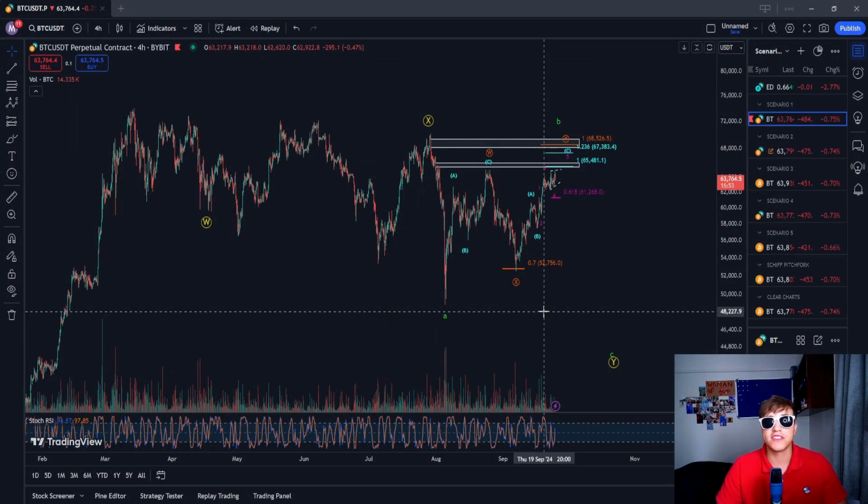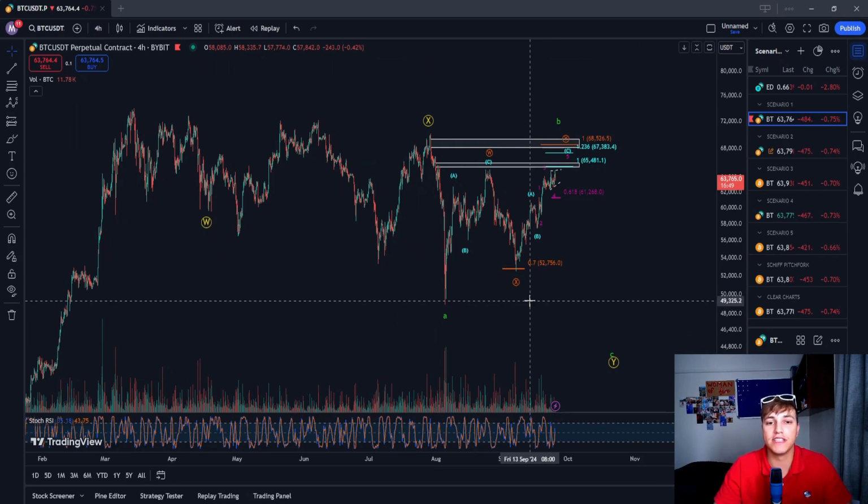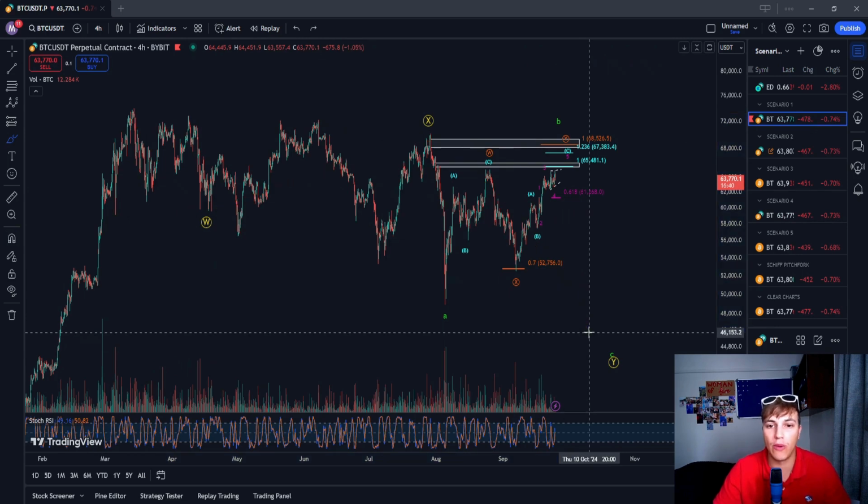Okay, enough of the nonsense. Let's get into the charts. Today we're going to be going over two of our main scenarios on the charts. So starting on our main scenario, we have this WXY on the 4-hourly time frame.